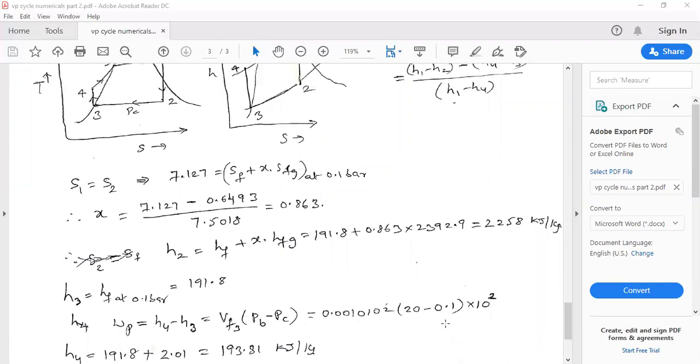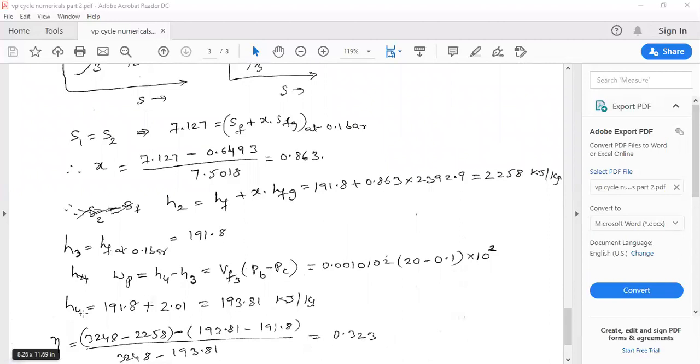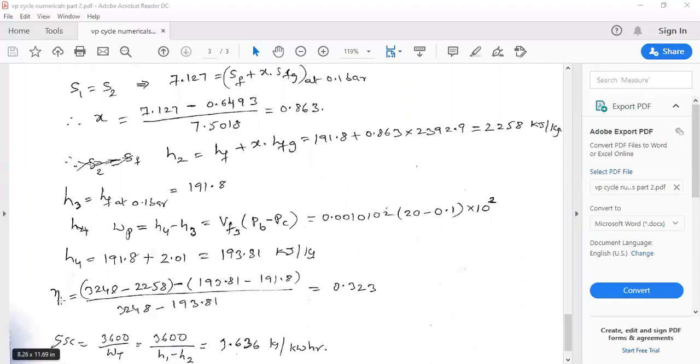So what is the pump work? Boiler pressure is 20 bar minus condenser pressure 0.1 bar, and please listen carefully. Here I am multiplying by 10 to the power of 2. That means the pressure is in bar, but I am converting into kilopascals, so that I can get the value of H4 in kilojoules per kg.